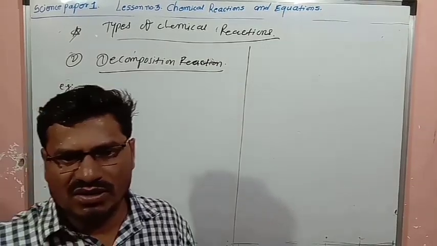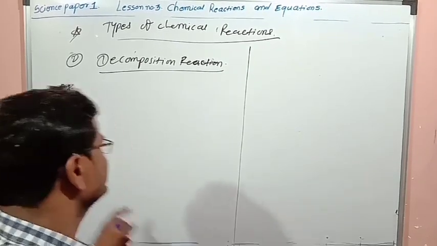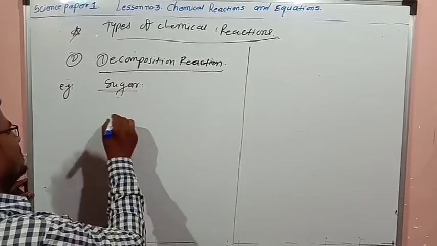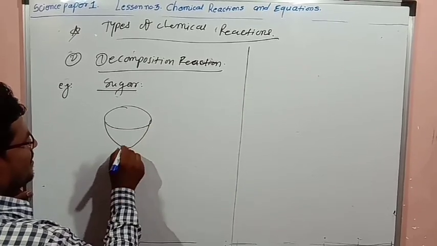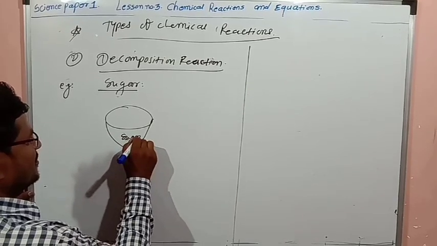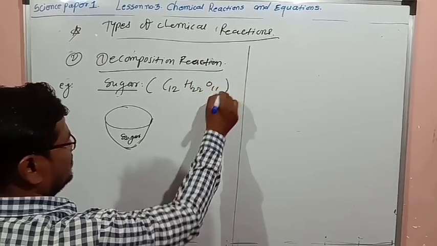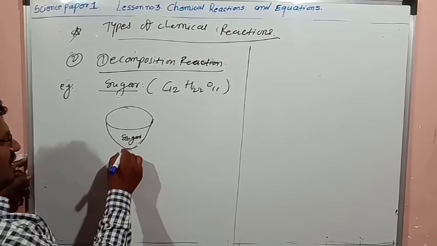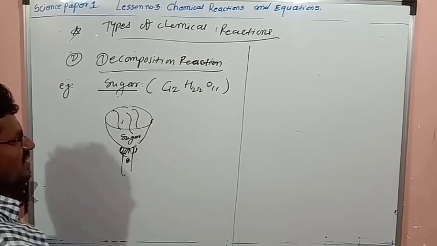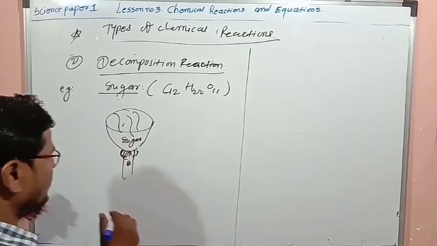First, the sugar molecule, C12H22O11. You take one evaporating dish, and in it you take sugar, with the formula C12H22O11, and you heat this sugar with the help of a burner. Then evaporation will take place. From the sugar, water molecules will be lost, and the reaction will occur this way.